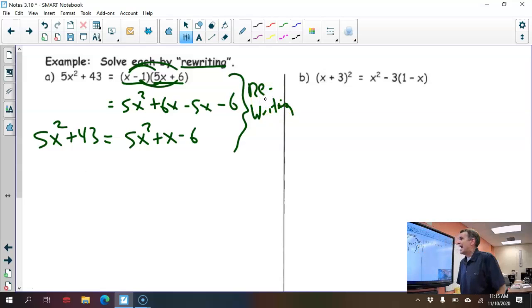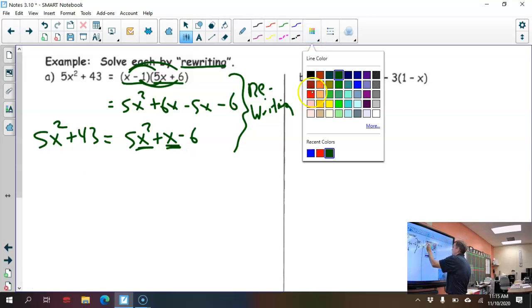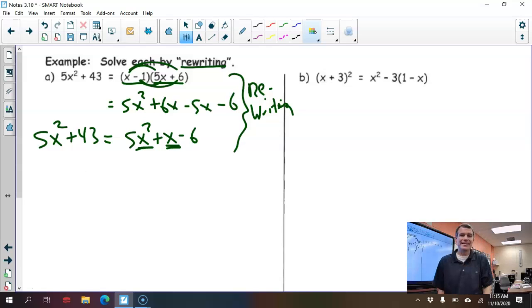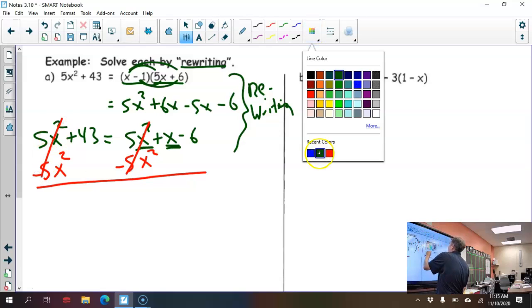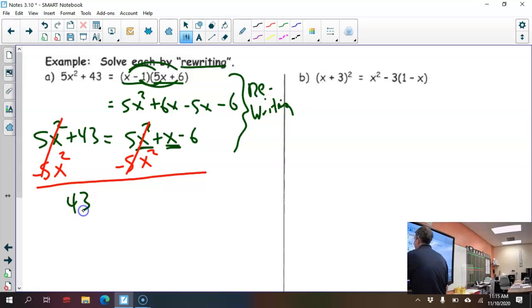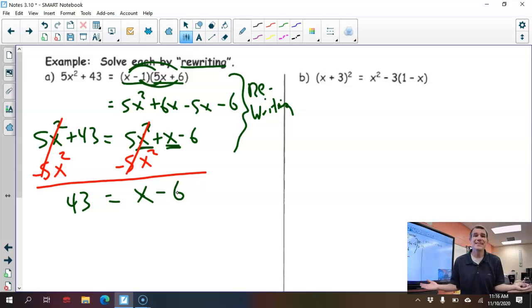right? And now that I have simplified it by rewriting, I can start undoing stuff. And here's why these problems, even though they have both an x squared and an x, are relatively easy: the x squared is the same on both sides. So I can subtract 5x squared from both sides, and I will no longer have an x squared. On this side, I will have 43, and over here, I will have x minus 6. And now that's easy to solve, right?